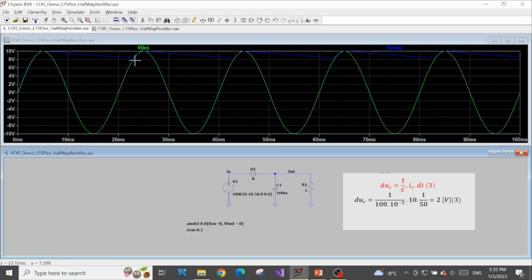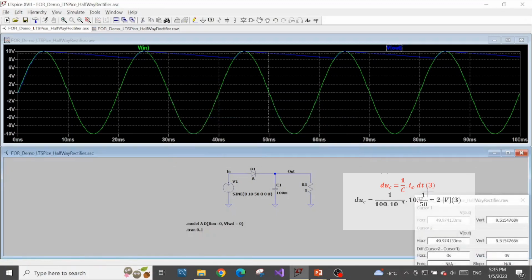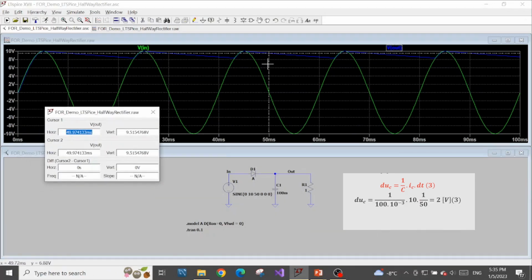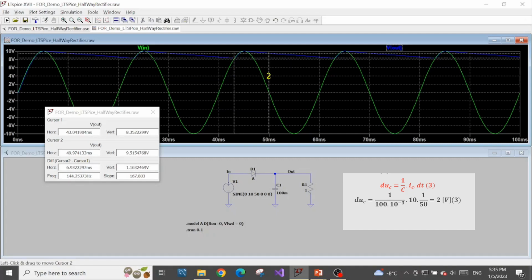Now let's check the output. So the flat line is the output. Here we obtain this. Here I put the calculation again in order to check with our simulation. Let's check it out. Put 2 cursors on the output. So this is the first cursor. Let's check the ripple in the charging process.